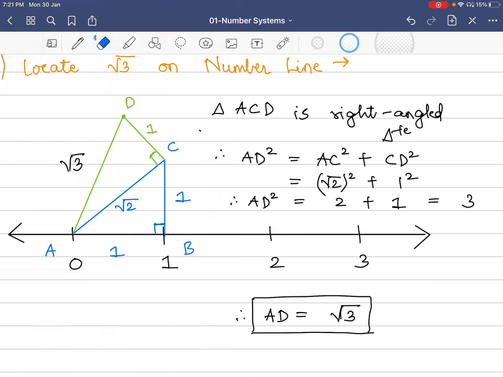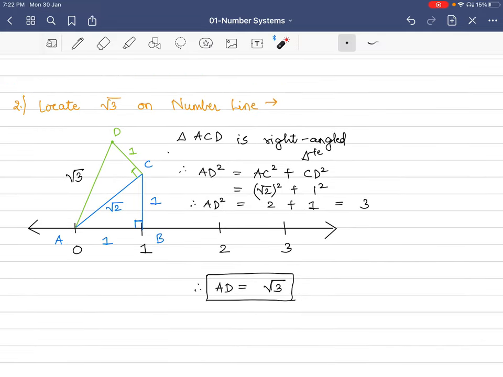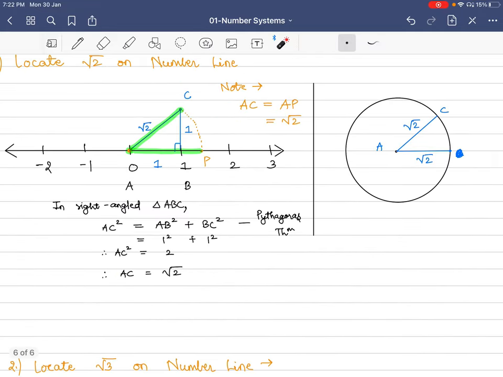So once again, quickly to revise, we already had this AC, which is of length root 2. Now from this point C, I constructed a 90 degree perpendicular, okay, of length 1. So we got CD of length 1, then we connected AD. Now this is root 2, this is 1. So by Pythagoras theorem, AD is equal to root 3. Okay, so once again, we are going to do the same next step what we did here. Okay, we are going to just extend this to the number line using a compass.